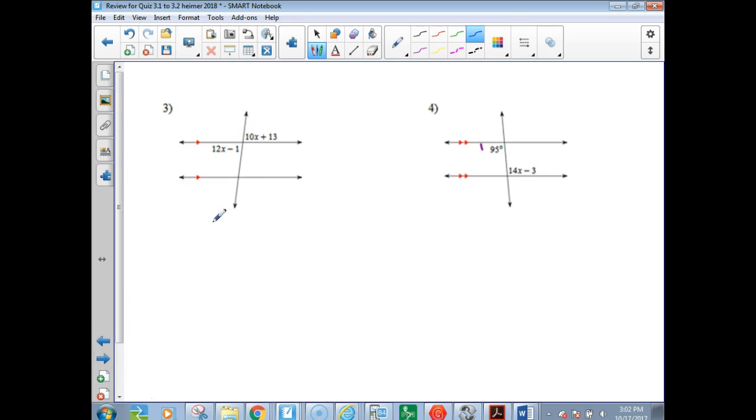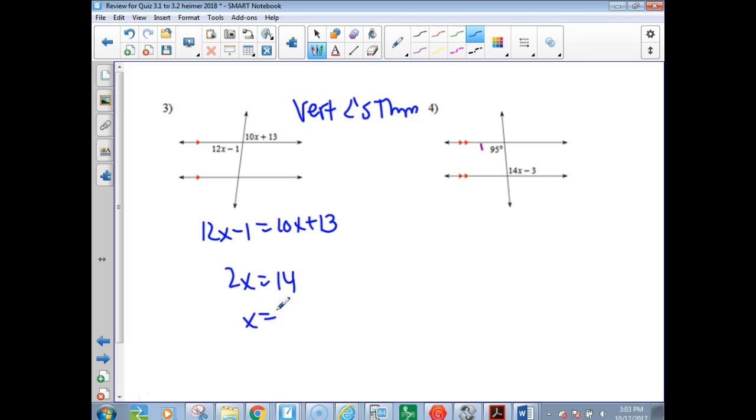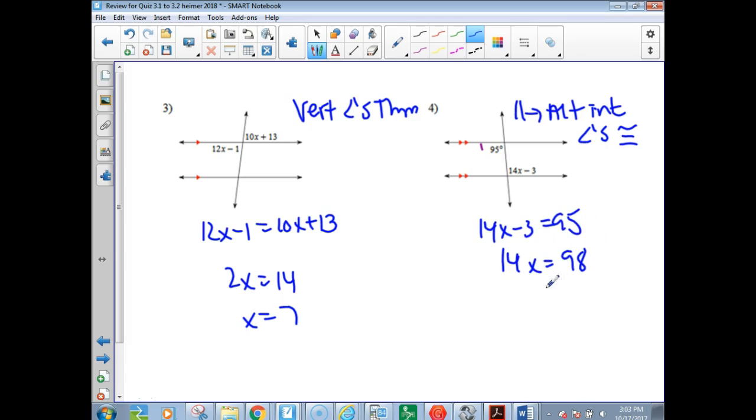And these are vertical. So because of the vertical angles theorem, you can write vertical angles are congruent. You would set these equal, and if you solve this correctly, you should have had 7. These would be parallel implies alternate interior angles congruent. So you'd set these equal. 14x minus 3 equals 95. You would have added 3 and divided by 4, and I believe that's 7, right? Yeah.